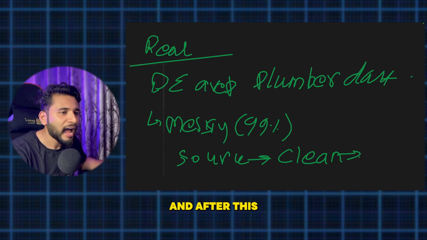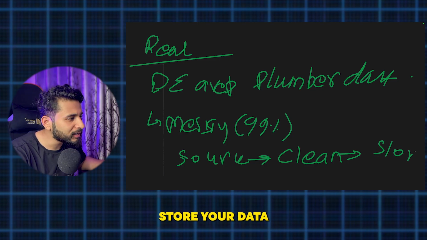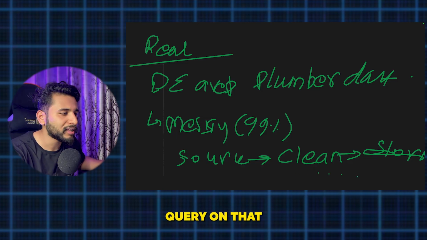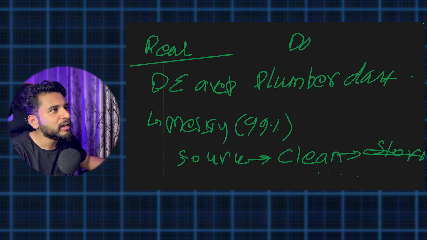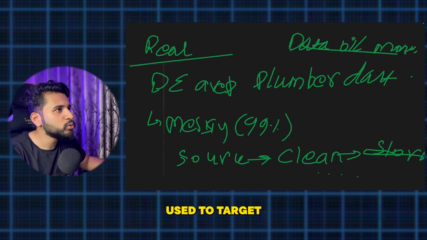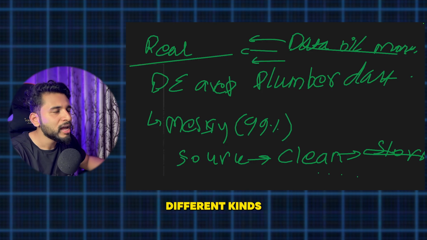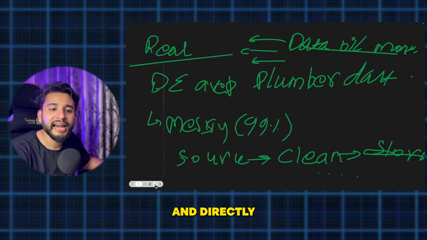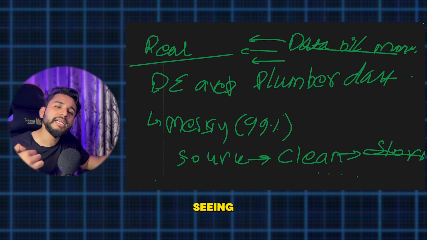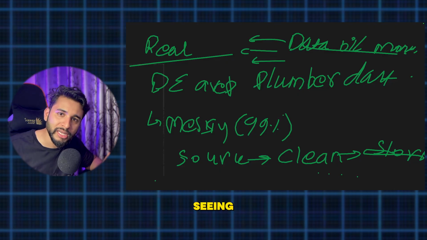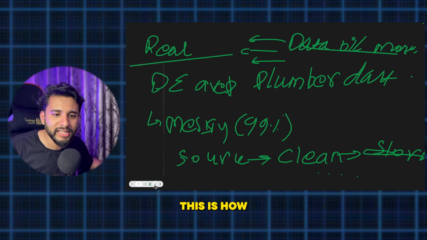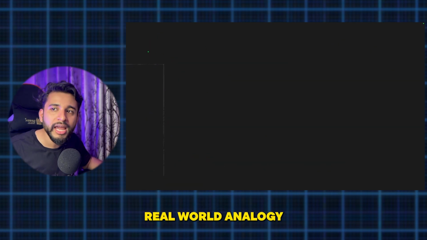So cleaning is required, and after this you need to store it somewhere, so that a data analyst or a data scientist can come and directly query on that, because that data is the oil and is the money. Those data will be used to target different kinds of users, different business decisions, and leadership can take decisions based on those data. They will not see the data directly, they will see beautiful dashboards and different kinds of models. This is how it works. This is a basic real world analogy of a data engineer.